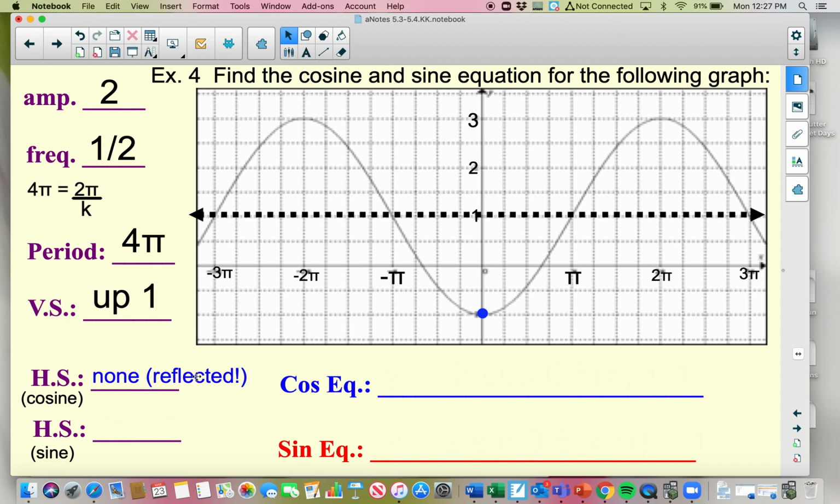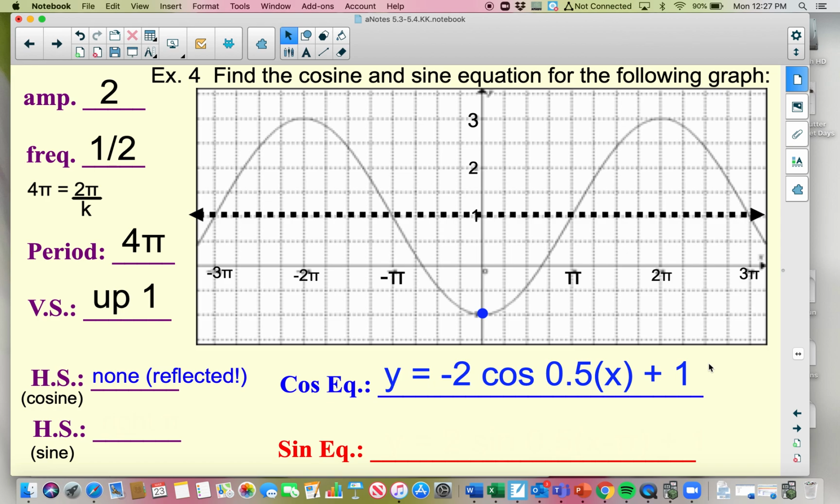So I'm going to say I don't have any horizontal shift, but I also have to note that it's reflected. Now if you think about your cosine equation, it's y equals your amplitude 2, but it's also reflected, so I put a negative in front of that. Your k frequency, which is a half, times x, there's no horizontal shift, and then plus 1 vertical shift.